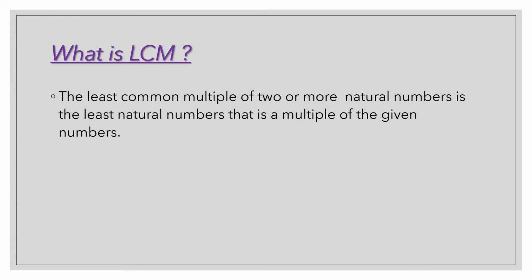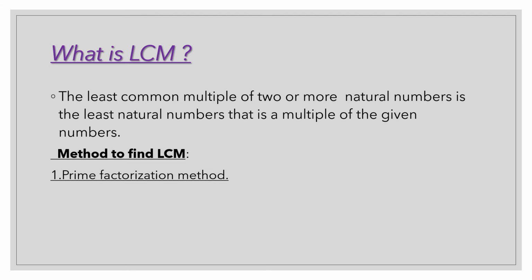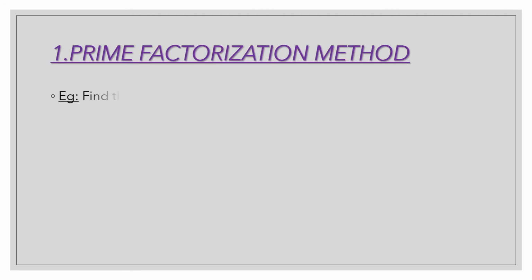LCM means least common multiple. The least common multiple of two or more natural numbers is the least natural number that is a multiple of the given numbers. There are some methods to find out LCM. We'll see some methods: by prime factorization method, by listing all multiples. Now we'll see the first method, prime factorization method. We'll find out LCM by prime factorization method.